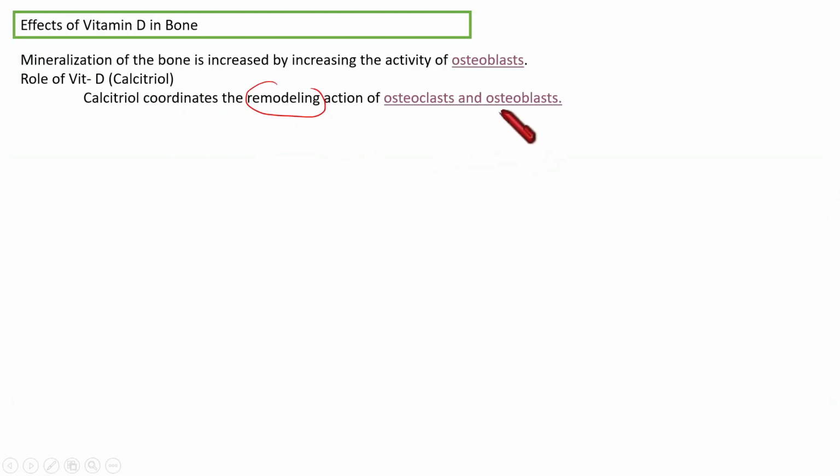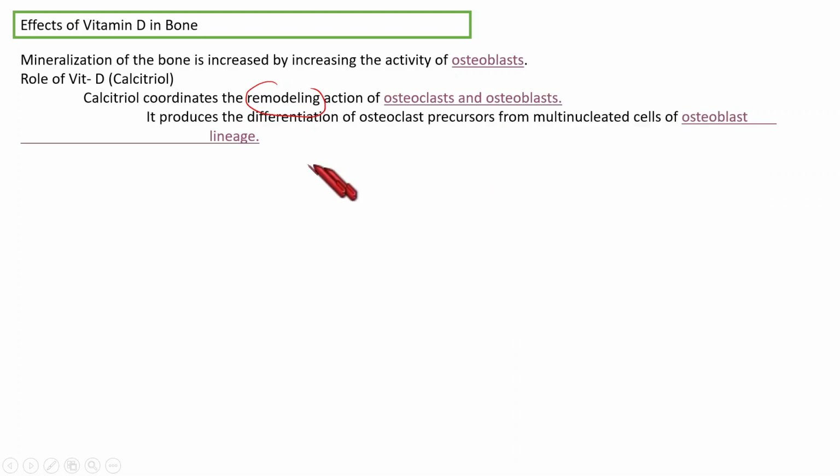So their function is remodeling, and that remodeling is coordinated by calcitriol. Calcitriol controls the action of these osteoclasts and osteoblasts. Okay, so next, I'm going to explain to you how this osteoclast is forming, or from where this osteoclast is forming.